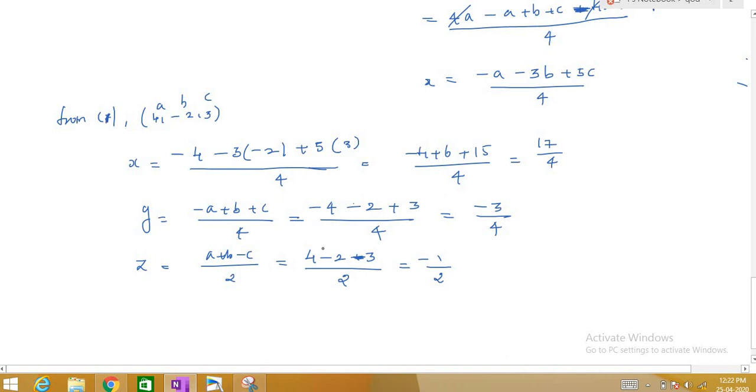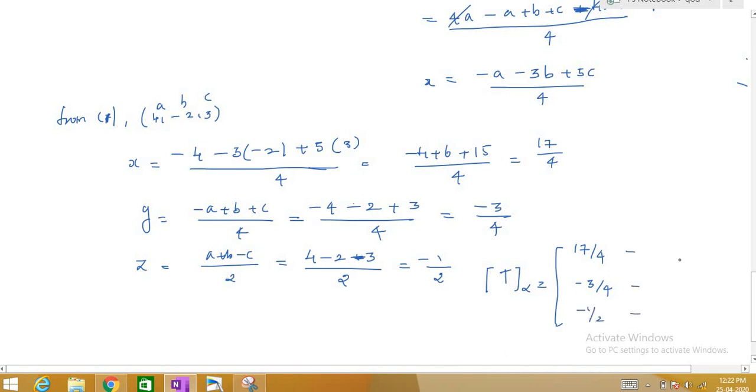What is our z value? It is a plus b minus c by 2. So our a is 4, b is minus 2, and our c is 3. So it will be 4 minus 5. So it is minus 1 by 2. Yes. So what we have found is, the corresponding matrix with respect to this basis, our first column will be 17 by 4, minus 3 by 4, and it is minus 1 by 2 here.